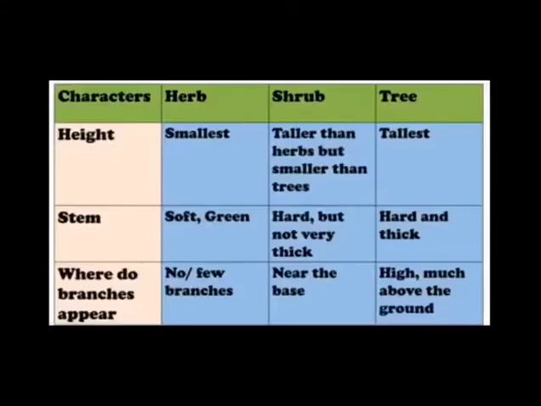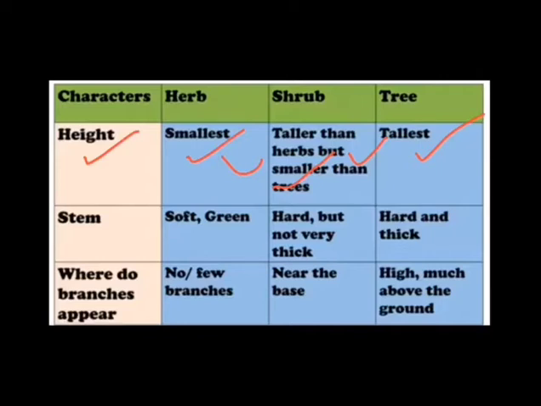So now here we have differentiated between the herbs, shrubs and trees on the basis of some characters. The first character is height, and on the basis of height the herbs are the smallest. The shrubs are taller than herbs, but they are smaller than the trees, and the trees are the tallest. So according to the height, the herbs are the smallest, the shrubs are taller than herbs and smaller than trees, and the trees are the tallest.